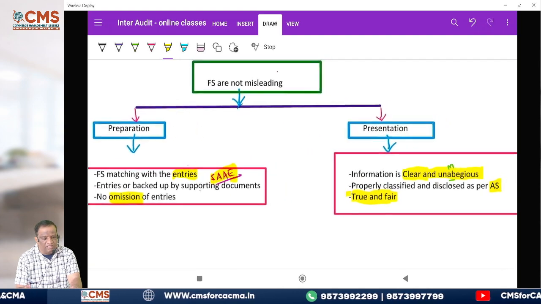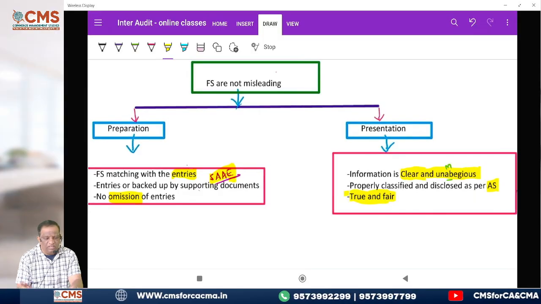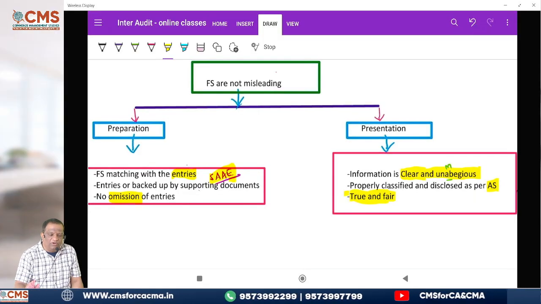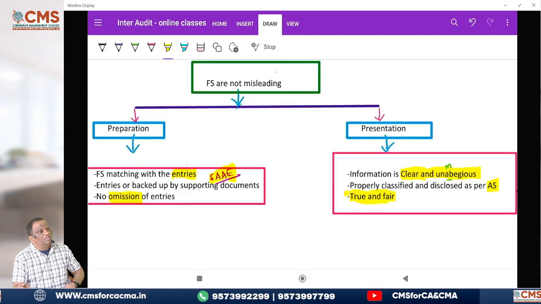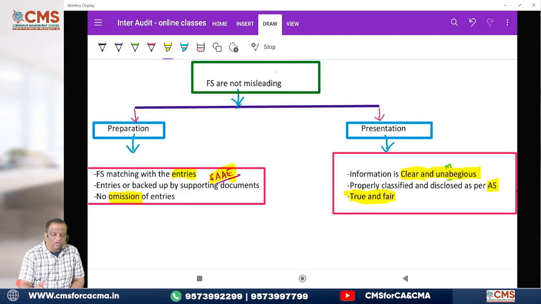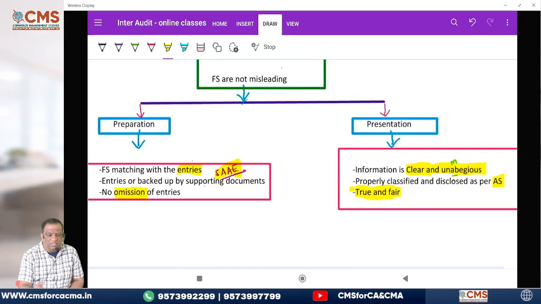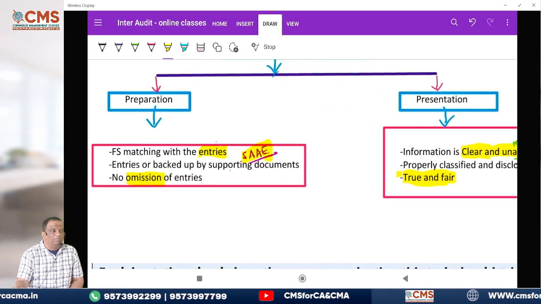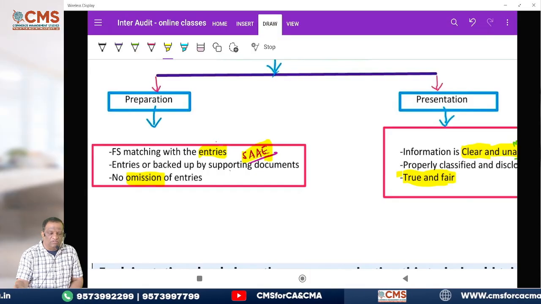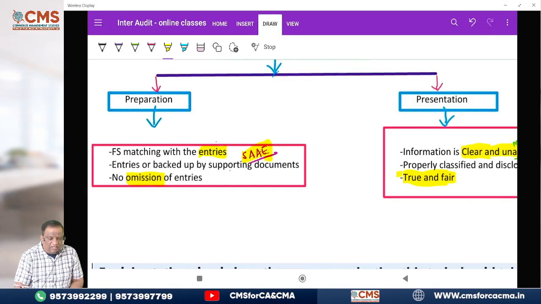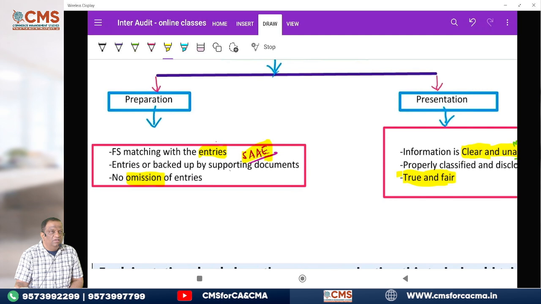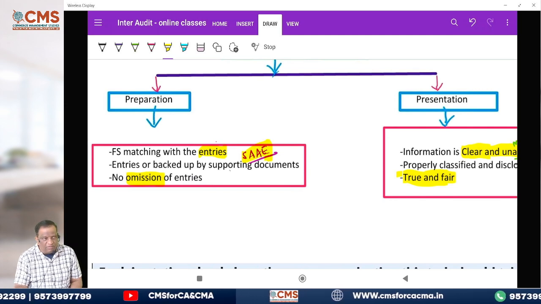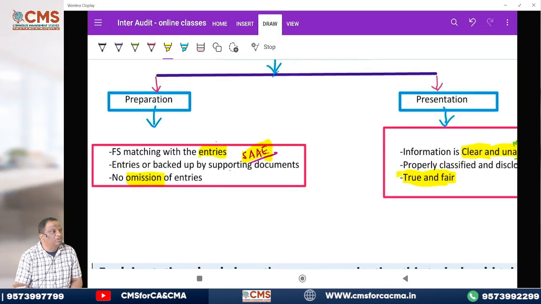If you convert that text into points in a chart form, it will be easy for you to remember. The same 6 points: 3 points are related to preparation and 3 points are related to presentation. With regard to preparation of financial statements, the auditor should ensure that financial statements are matching with the entries, because you know the sequence of it. First we pass the entries, as you did in your plus one, and the entries are posted to the ledger. From the ledger you prepare the trial balance, and from the trial balance you prepare your financial statements.